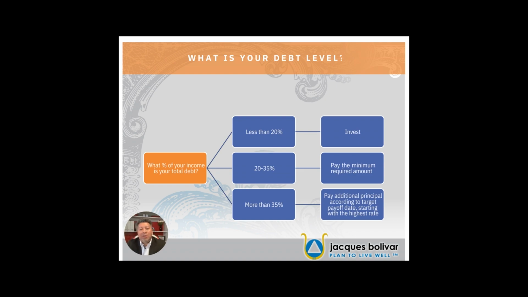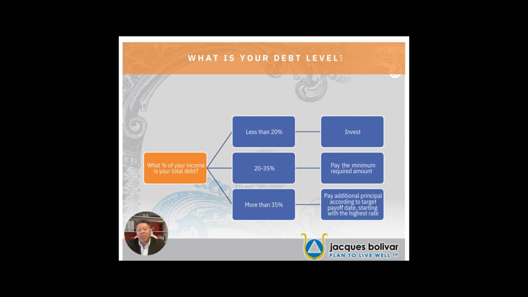But let's say your debt as a percentage of income is 20 to 35%. We then would suggest that you focus on paying the minimum required amount, because here you probably have an opportunity to still focus on improving your credit score, and then begin to consider and integrate other goals at that point.